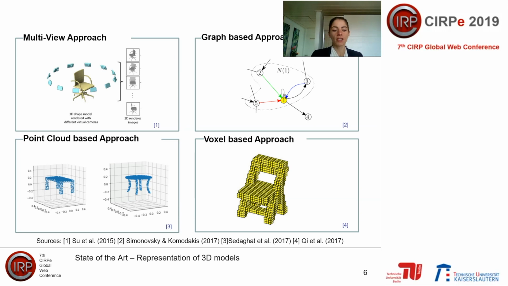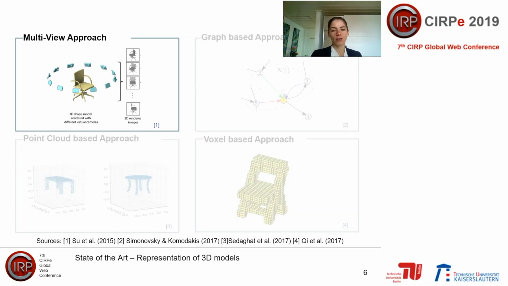It's also possible to use point clouds to represent 3D models, for example, done by Sedergaard et al. in 2017. And the last approach is some voxelization of a 3D model, and you can imagine voxels like a 2D pixel. For example, Key et al. used this approach. And all those authors I mentioned mainly used this 3D representation form to make some classification task.